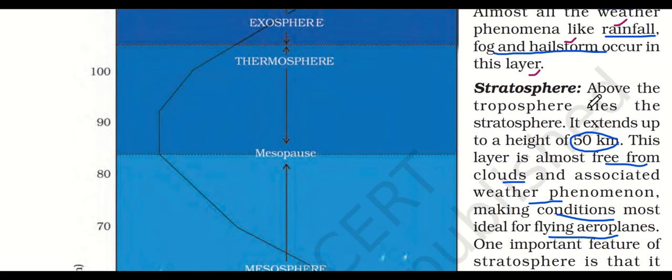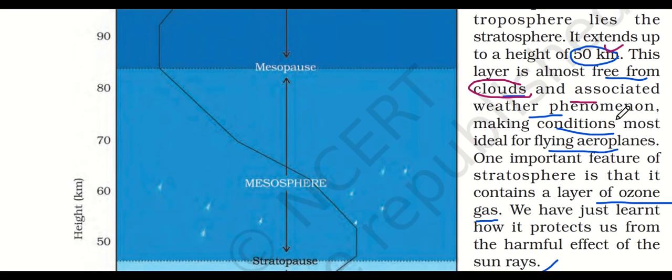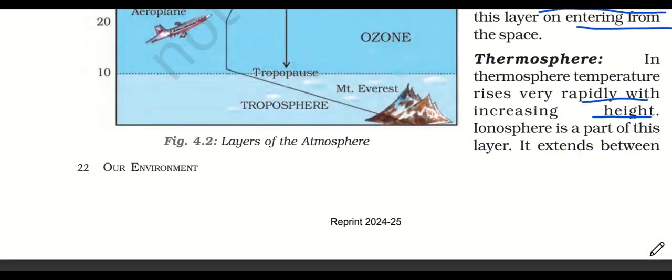Now, stratosphere. Above the troposphere lies the stratosphere. How far does it extend? Up to 50 kilometers. This layer is almost free from clouds and associated weather phenomena, making conditions most ideal for flying aeroplanes. One more important feature of stratosphere is that it contains a layer of ozone gas, which protects us from harmful rays from the sun.